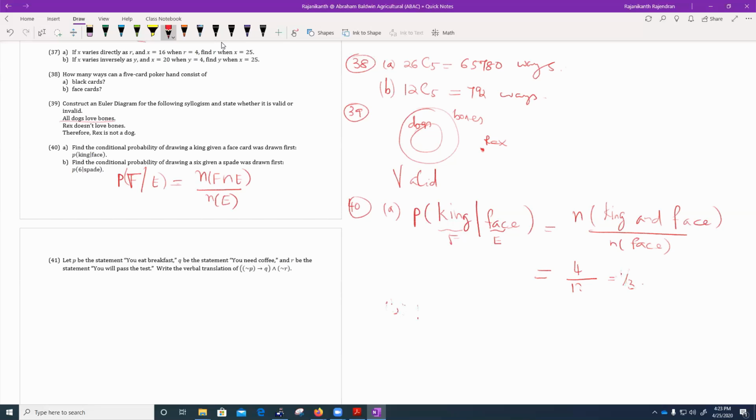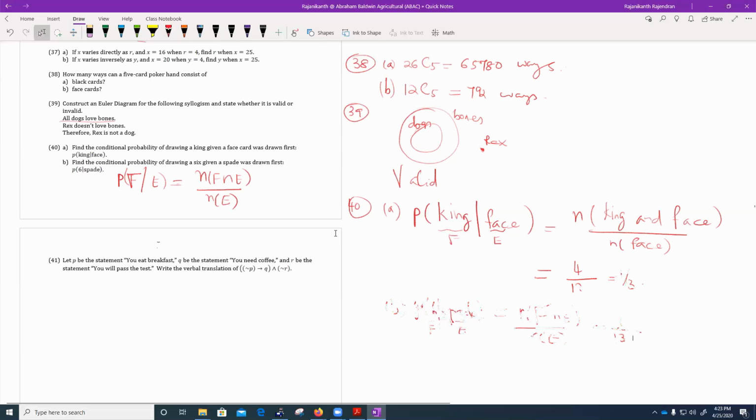For part B, you are asked to find the probability of choosing number 6 given that you have already chosen a spade at first. Now this is my event F and this is my event E. So this is N of F intersection E over N of E. You are choosing one card that should be 6 and spade. From the spade variety, you have only one 6, right? Over the number of ways you could choose a spade. There are 13 spades. So it is 1 over 13.